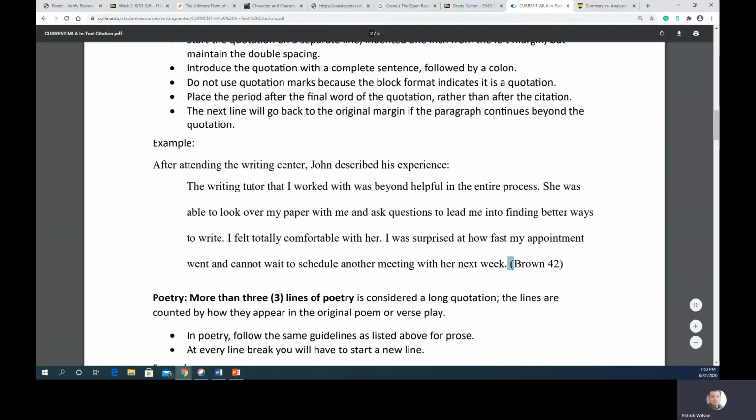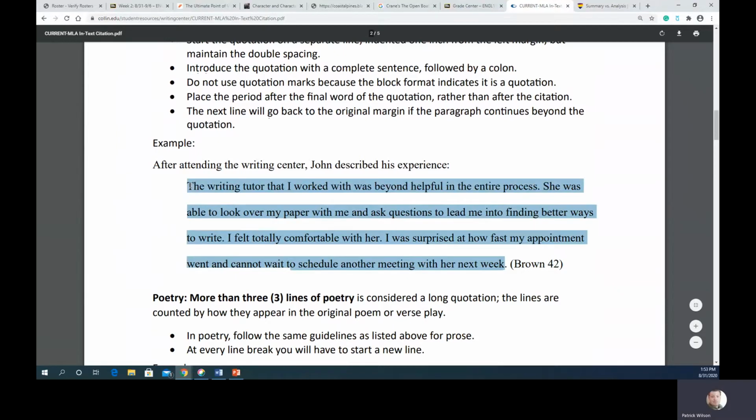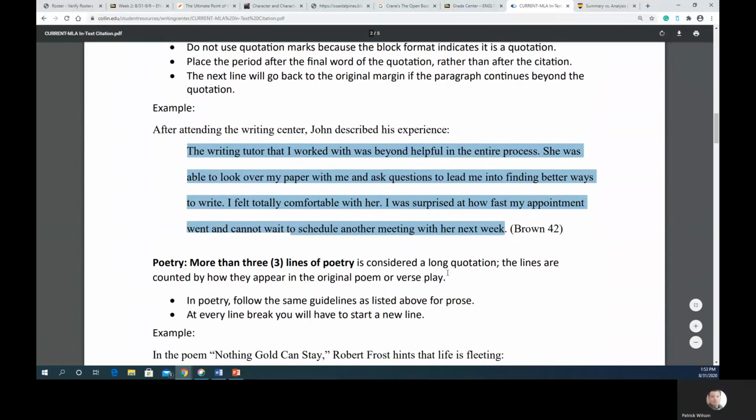You still need the in-text citation. In this case, we need the author's last name and the page number. But notice the period this time, because it is a longer quote, its block comes before the citation. All the other punctuation remains the same. That would be how you would block 4 lines or more of prose.